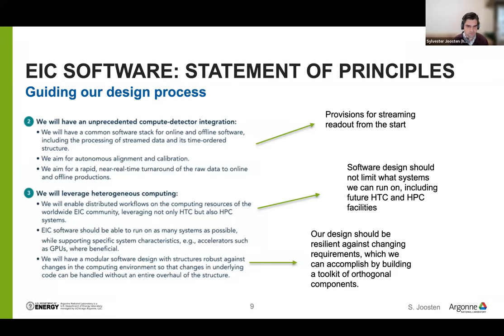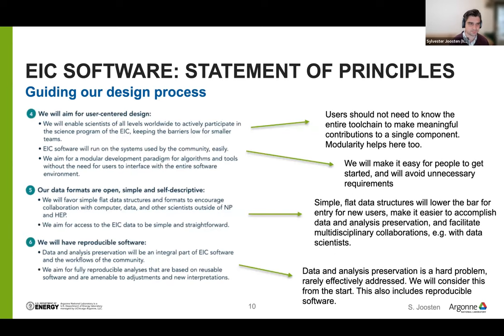Our design should be very resilient against changing requirements, which we can accomplish by building really a toolkit of orthogonal components. One of the things we want to keep in mind is that we're doing a lot of design work right now, but the EIC will run in over 10 years from now. And there will be changes in different computing systems, et cetera, that we may not always be able to predict. So the best way to protect ourselves against this is to really get a resilient modular software stack. So we don't immediately lock ourselves into 2022 technology.